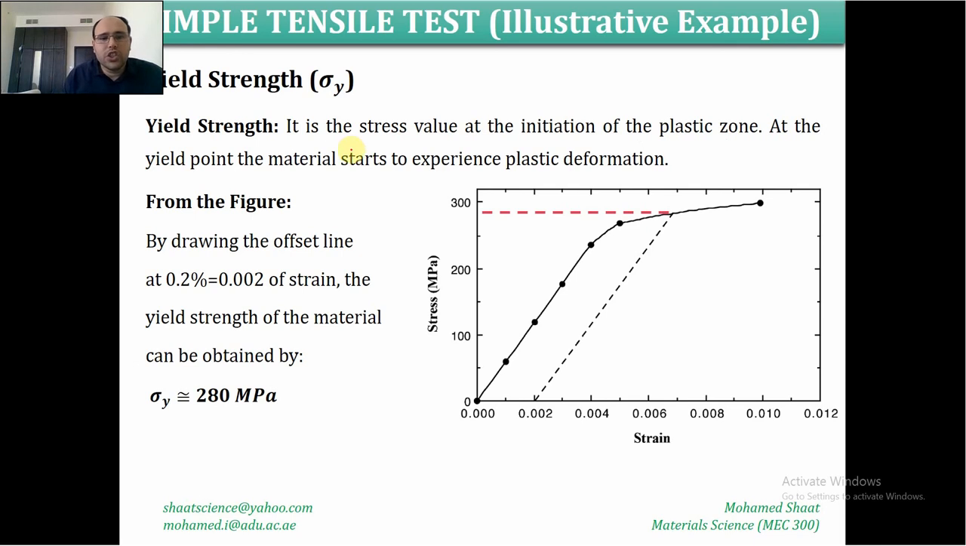Another mechanical property here is the yield strength, or the yield stress, of the material, which is going to be the stress value at the initiation of the plastic zone. This is the definition of the yield strength of the material. It is the amount of stress that initiates the plastic deformation. This is what distinguishes elastic from plastic deformation. This takes place at the yield point of the material, where it starts to experience plastic deformation.